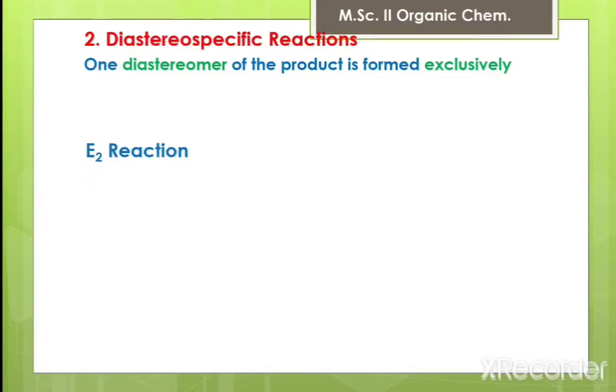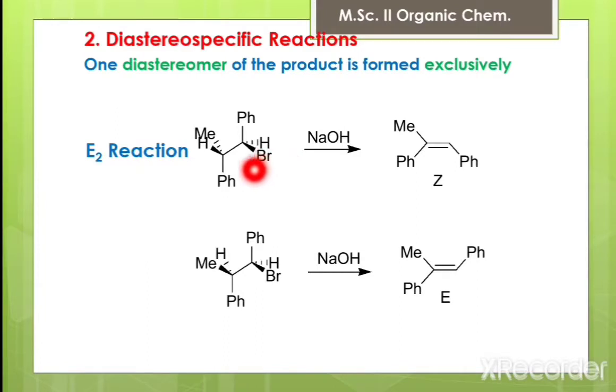And the best example is the E2 reaction. Here we get the Z as the major product, that means only one diastereomer is formed predominantly. Why do we get Z here? Because the hydrogen and bromine are both on the same side, therefore we get the Z. We know the mechanism of the E2 reaction. Here NaOH, the base, will abstract this proton, then departure of the bromine, that is loss of HBr, and here we get the Z.